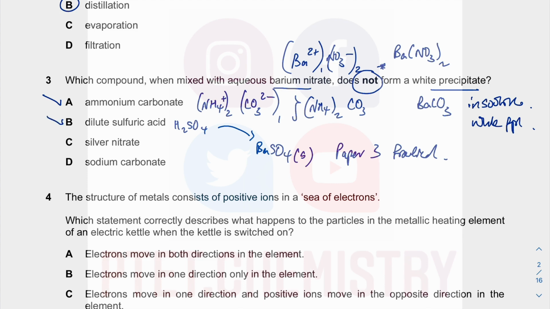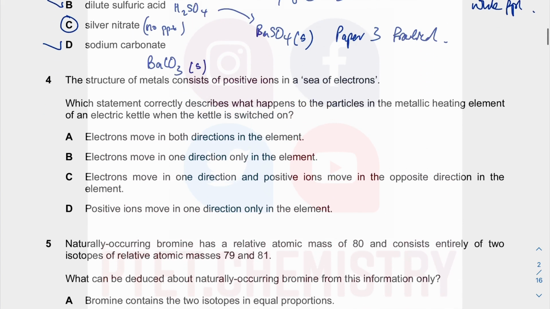Silver nitrate, so you will get barium nitrate and silver nitrate. Well, this is going to be soluble because there's no precipitate. Silver only gives you a precipitate when you have a silver halide, like silver chloride, silver bromide, or silver iodide. Here it does not give you any precipitate. But sodium carbonate, again you will produce barium carbonate, and there is a white precipitate. So leaving C as the only one that does not give you a white precipitate at all.